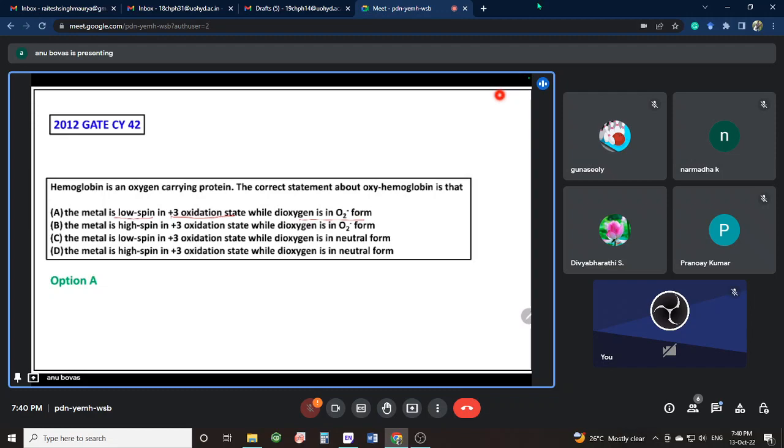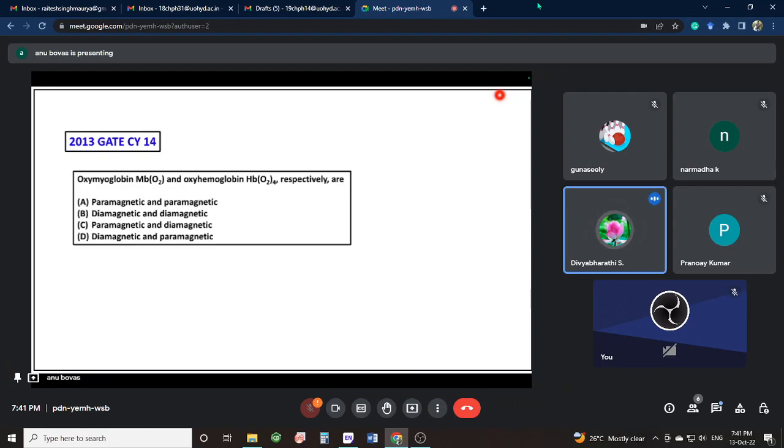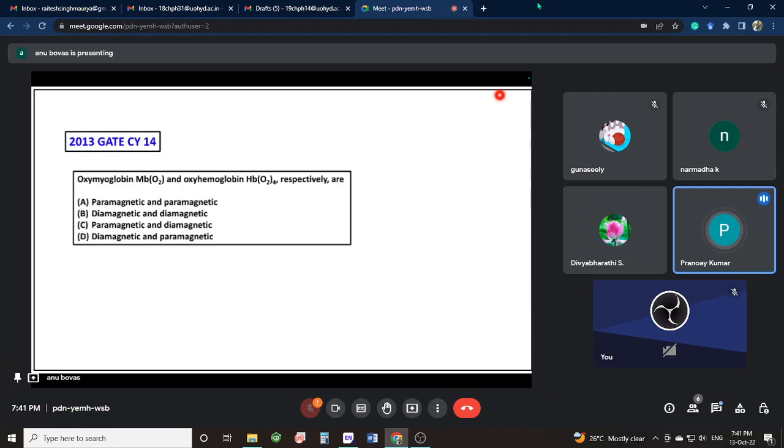You understood what type of question has been asked from hemoglobin and myoglobin. Once you know that, this will be very easy and does not take even 1 minute to answer. I think this was a 2-mark question also. Now a similar question: oxymyoglobin and oxyhemoglobin respectively are paramagnetic or diamagnetic? Oxyhemoglobin is diamagnetic.